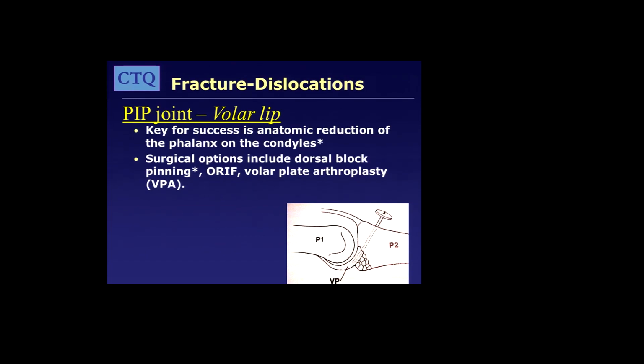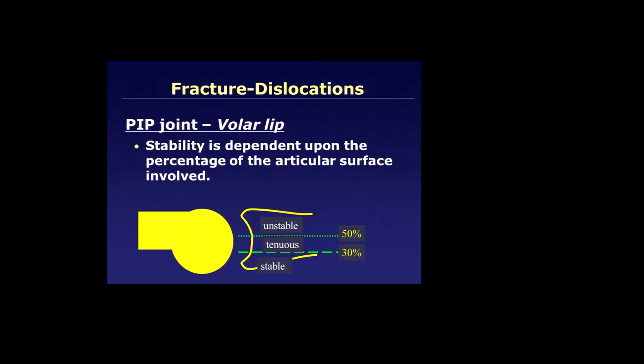We talked about fracture dislocations of the proximal interphalangeal joint. Remember that the key for success in these injuries is reconstruction of the articular segment, meaning anatomic reduction of the condyles of the proximal phalanx onto the articular surface of the middle phalanx. Of secondary importance is the articular surface congruity. Treatment is either dorsal block pinning, internal fixation if you have a large fragment, or a volar plate arthroplasty if it is a more chronic condition.